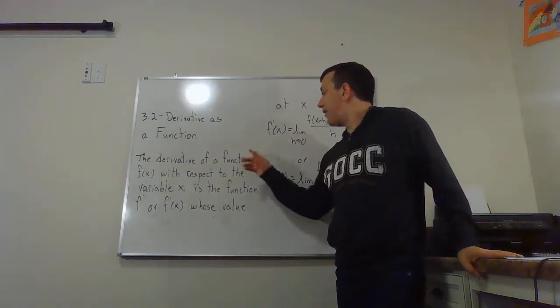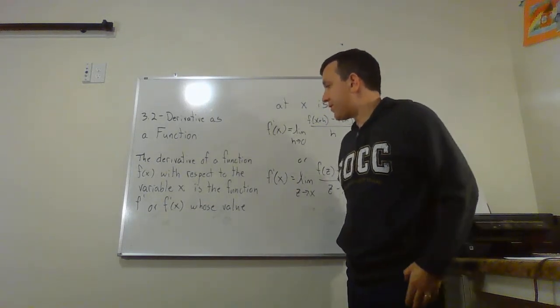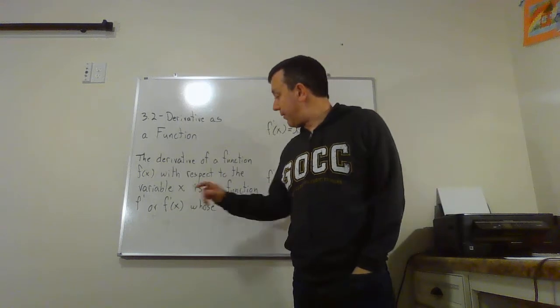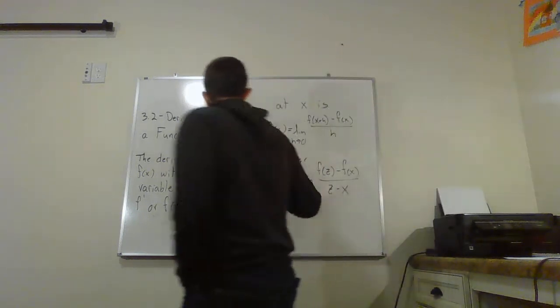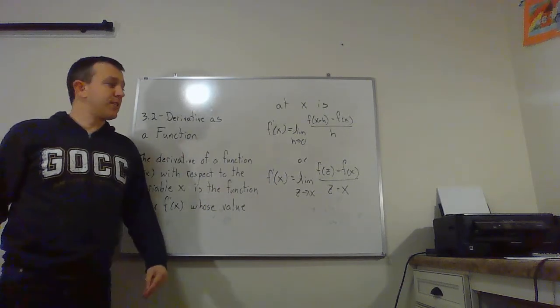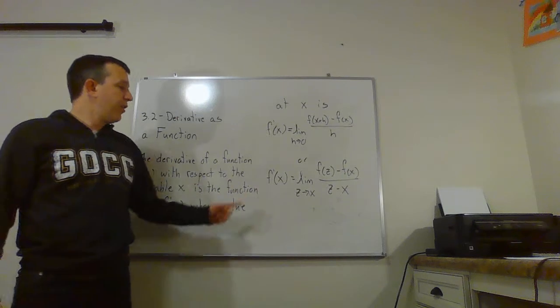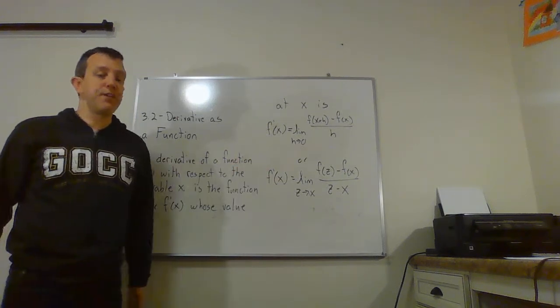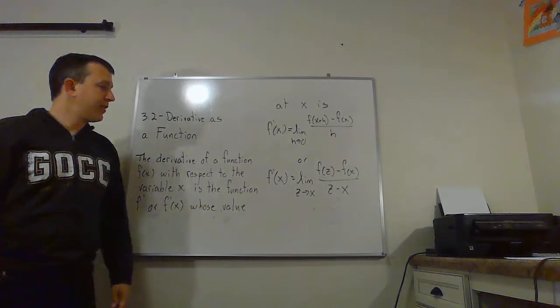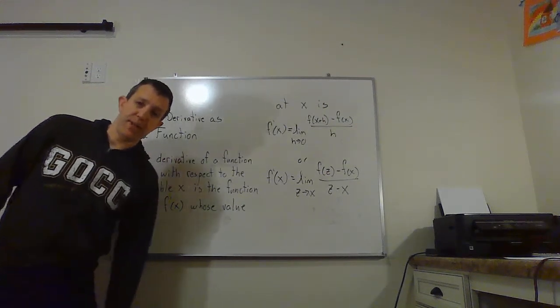So here we go. The derivative of a function f of x with respect to the variable x is the function f prime, or f prime of x, whose value at x is f prime of x is equal to the limit as h approaches 0 of f of x plus h minus f of x all over h, or another similar definition, f prime of x is equal to the limit as z approaches x of f of z minus f of x all over z minus x.